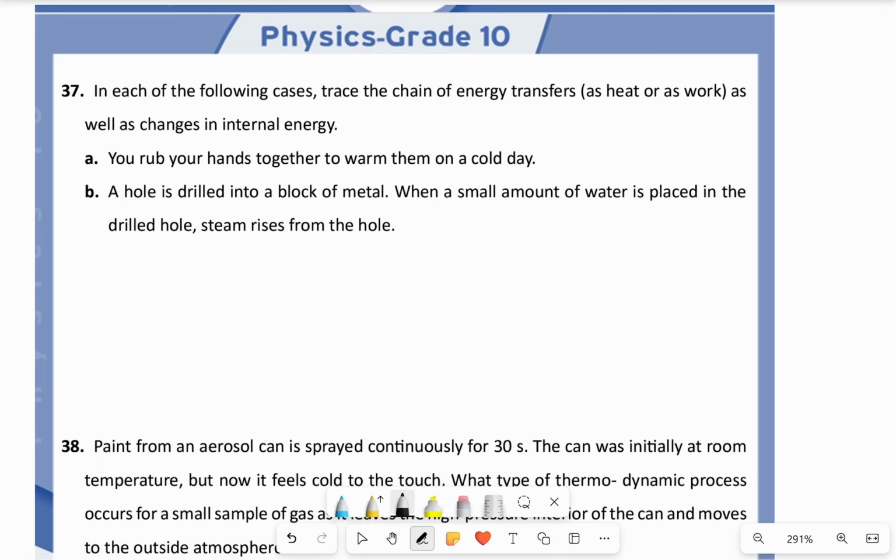B, if you have a drill, okay, made of course of metal, when you add a small amount of water in the place of the drilled hole, steam rises from the hole. So basically, when you are using the drill, you're going to increase the internal energy of the system because it's having friction with the wall of the drilled hole. This internal energy is going to be transferred to the water and raise the temperature of the water, and then steam rises from the hole.